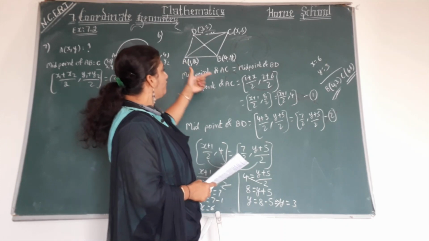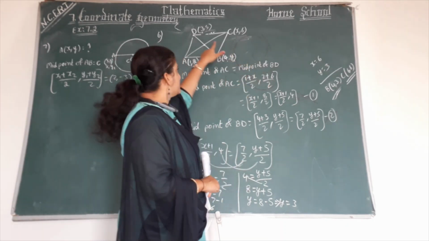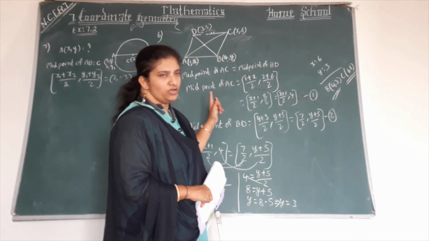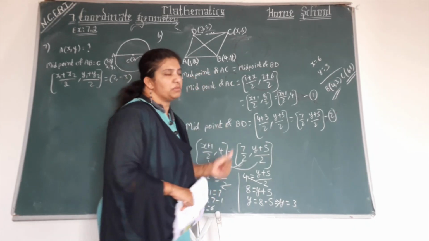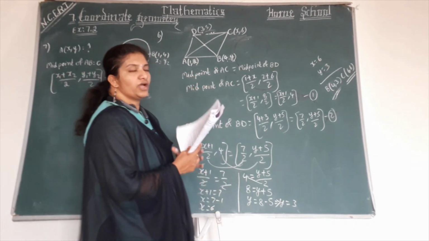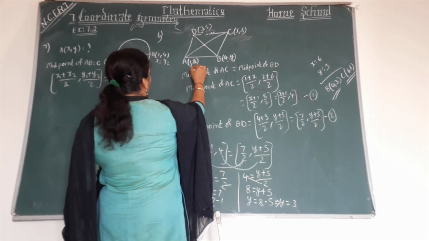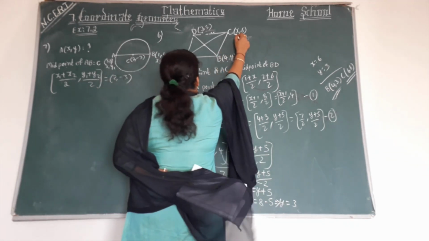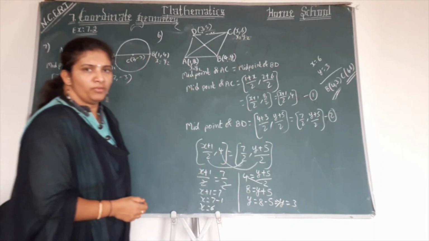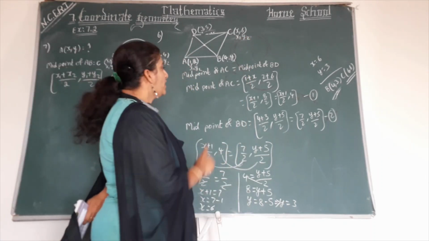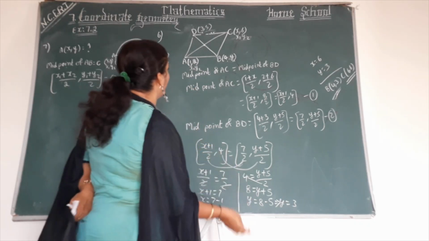So, midpoint of AC is equal to midpoint of BD, because it is the same point, so both should get the same answer. First let's find the midpoint of AC. When you are considering midpoint of AC, let A be (x1, y1) and C be (x2, y2). What is your midpoint formula? (x1 plus x2) by 2, (y1 plus y2) by 2.